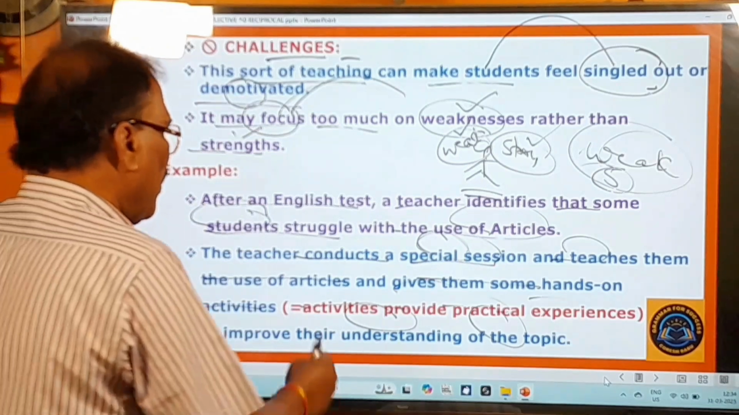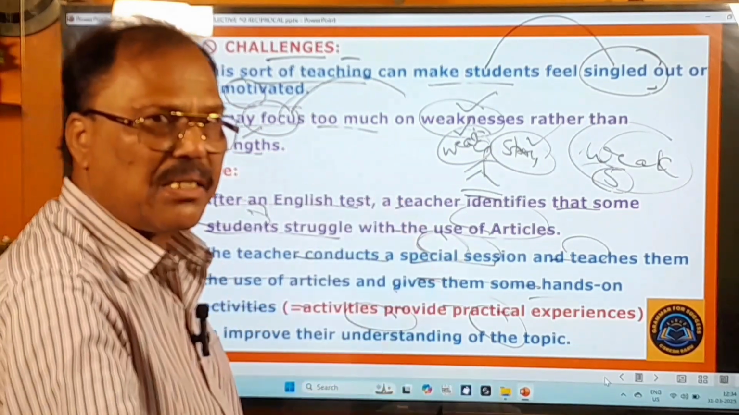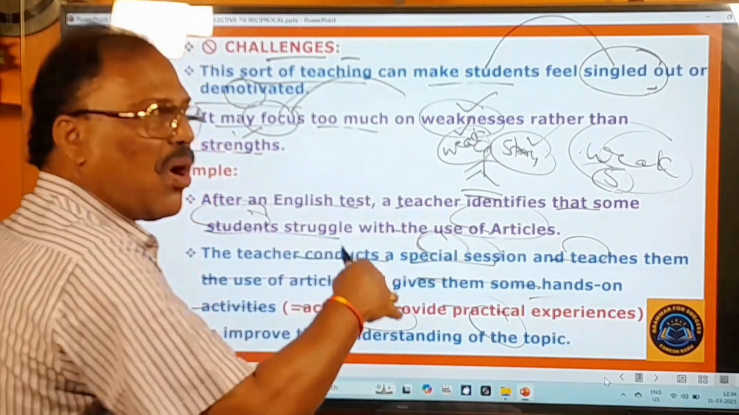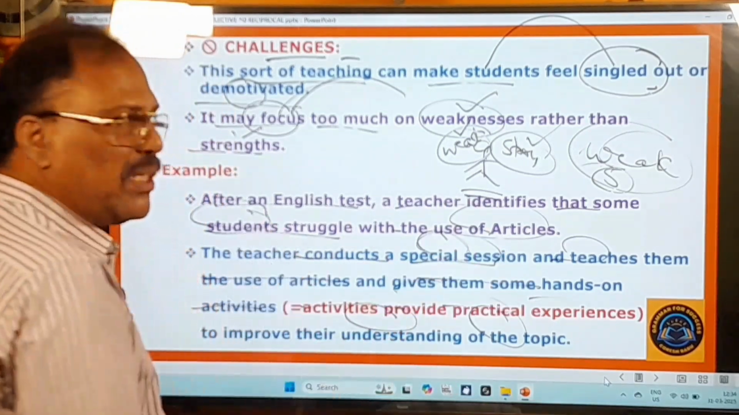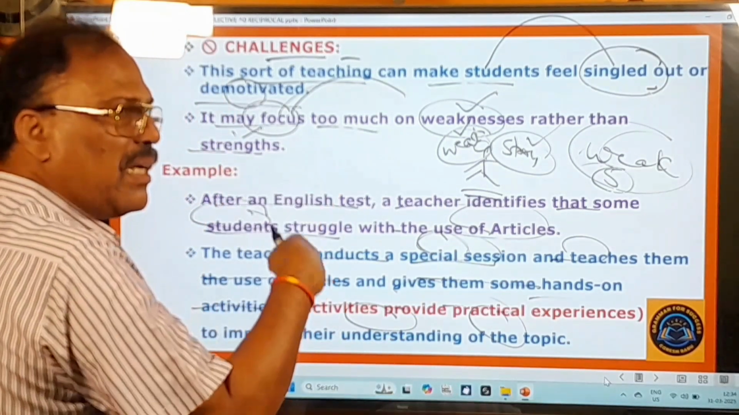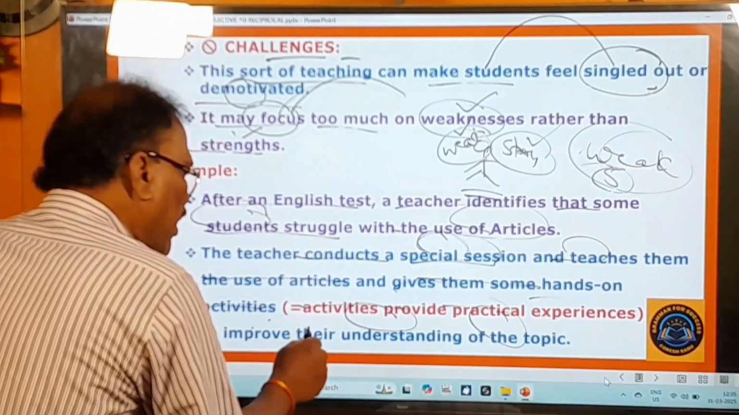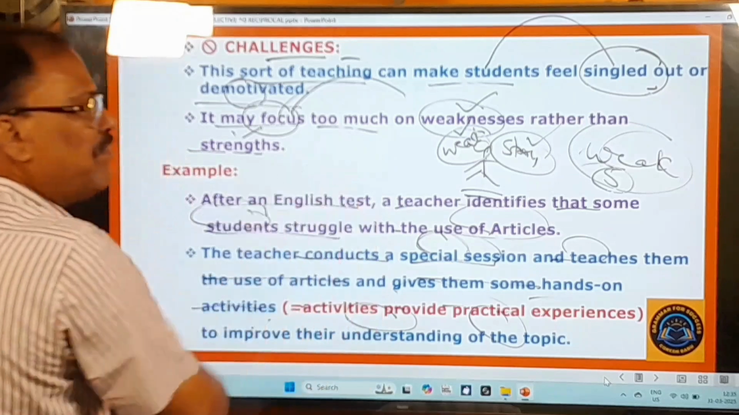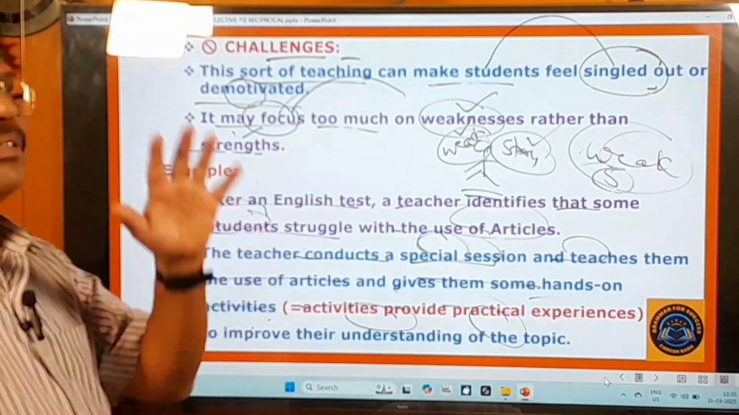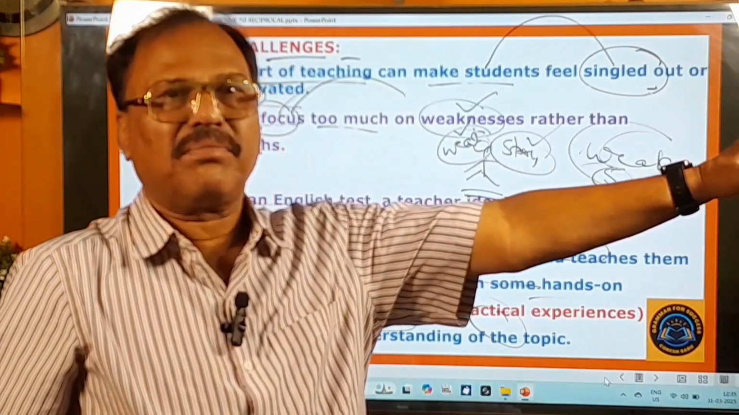So what happens? The teacher has taken a special class. The teacher has taught all about the articles. The teacher has given them hands-on activities, and the teacher has tried his or her best to improve their understanding of the topic. In this way, this is a beautiful example. From this you can understand what remedial teaching is.